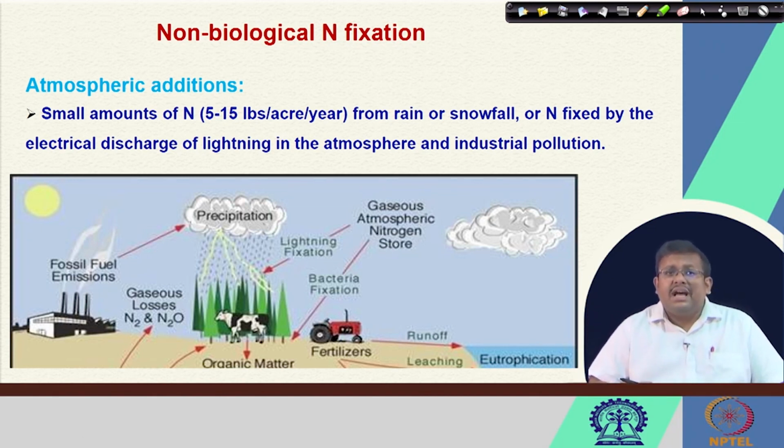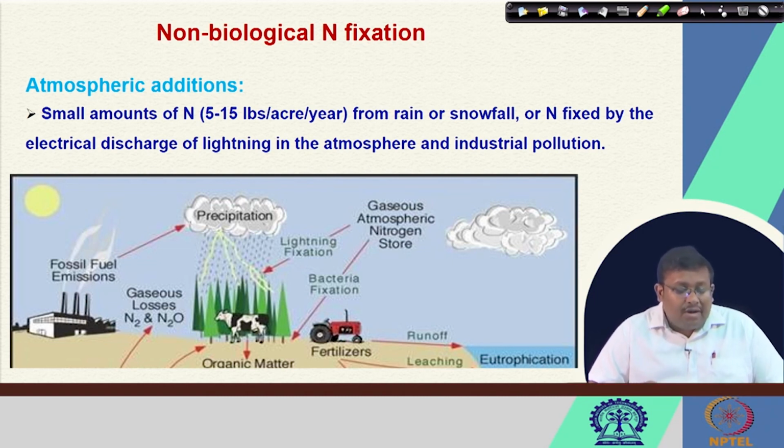Now, atmospheric addition is an example of non-biological nitrogen fixation. For example, there are different types of fossil fuel emission. From the fossil fuel emission, different gases are produced like nitrogen oxides and different oxides of nitrogen and sulfur, and then ultimately they mix with atmospheric water vapor, and then come back to the soil through acid rain in the form of precipitation, and also there are gaseous losses of nitrogen and N2O, which also create this precipitation. And also when there is lightning, that also fixes nitrogen and ultimately comes to the soil in the form of precipitation. So, there are different ways through which nitrogen is getting fixed from the atmosphere.